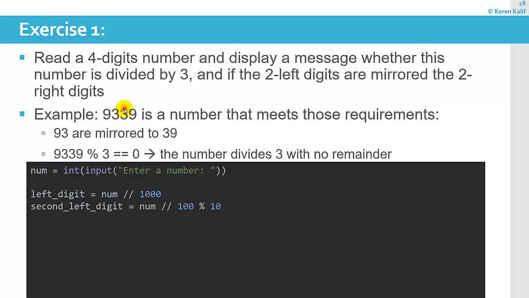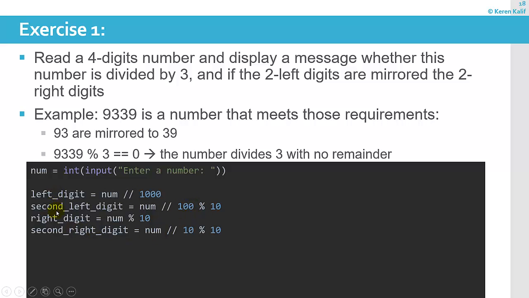Now I want to isolate the right digit. I just do num modulo 10, which gives me the right digit. And then I want to isolate the second right digit. I do num double divided by 10, so I get rid of the 9, and then I modulo 10, I get the 3. If you don't remember those commands, please go to the beginning of the presentation in which you did many examples of division, double division, and modulo.